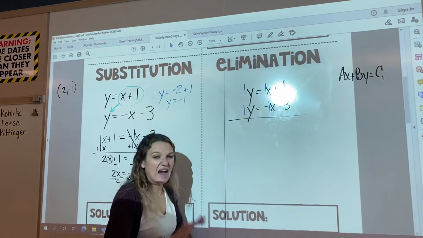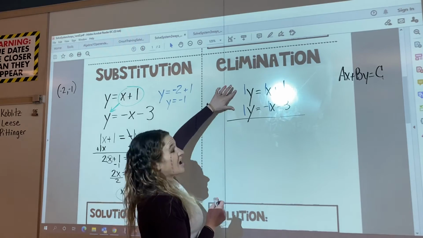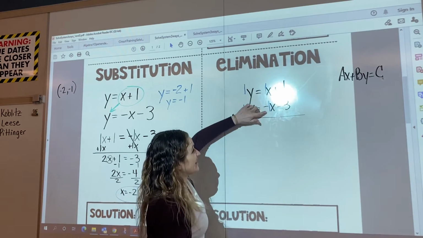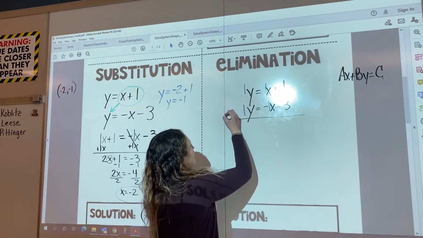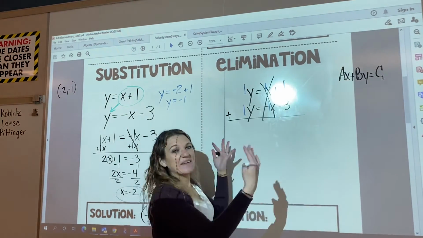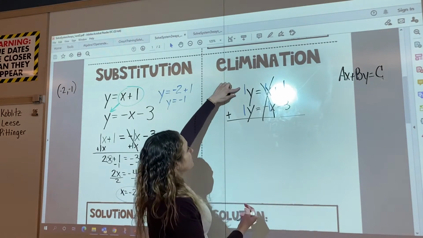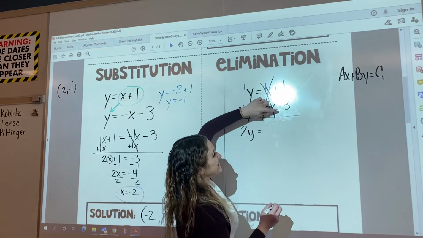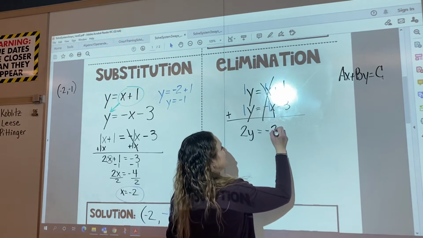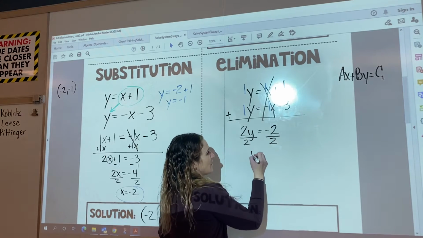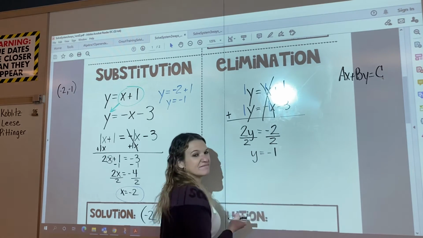Next, I look for the opposites. These aren't opposites because one of them would have to be a negative. But I have a positive one and a negative one. So if I added these two together, my x's would eliminate. Now I can add down. 1 plus 1 gives me 2y. 1 plus -3 gives me -2. So when I divide both sides by 2, I get y equals -1.